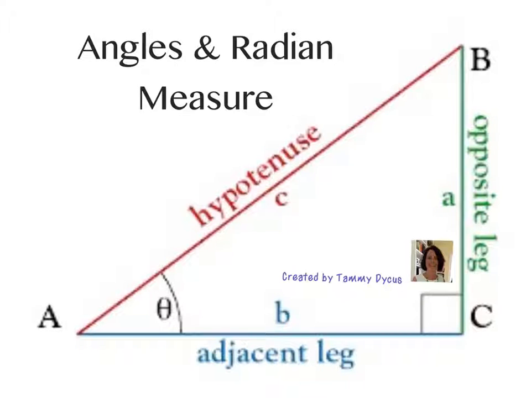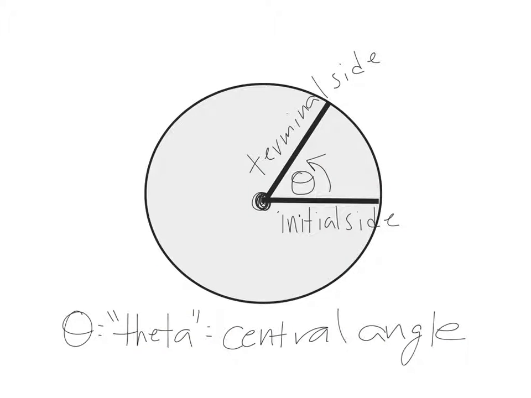Angles and radian measure. We're going to start this first chapter of trigonometry learning about angles. This diagram illustrates different parts of a central angle, and that's an angle whose vertex is at the center of a circle. Many times in trigonometry, Greek letters are used as variables for angles. And in the circle that you see here, the Greek letter theta is used for the central angle.